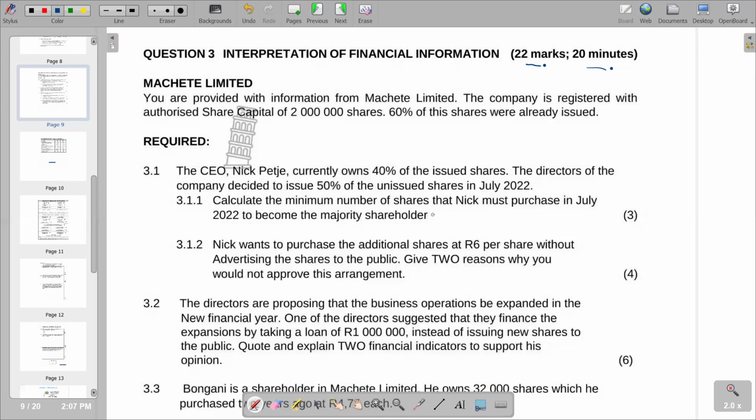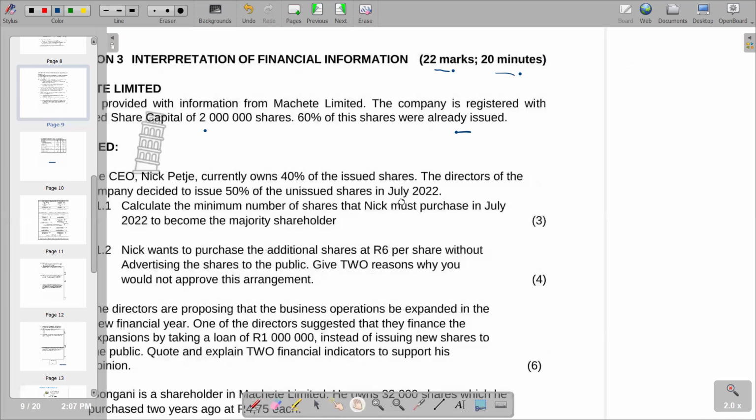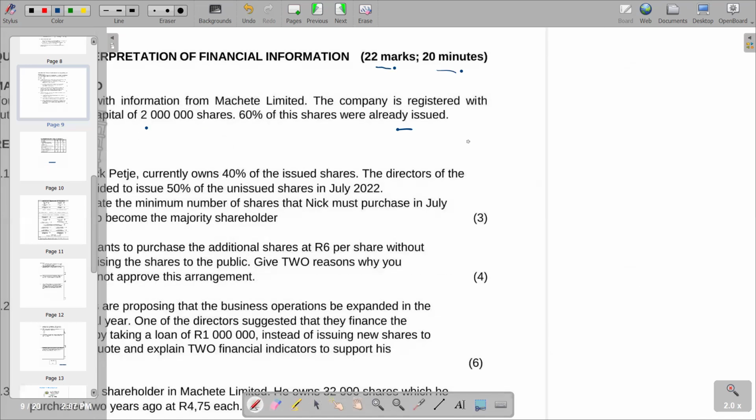So obviously, we need to work within the figures that we are given here. So initial capital in issue. By so doing, we can find the shares that are in issue. We are going to say 60%, which is 0.6, of the authorized share capital, which is 2 million. So you multiply 0.6 by 2 million and you get 1,200,000. So it means the shares that are in issue are 1,200,000.